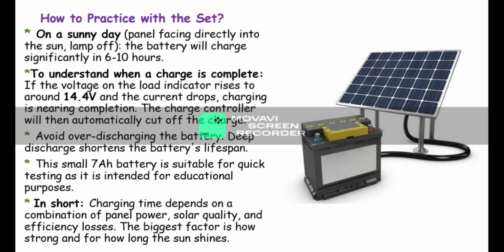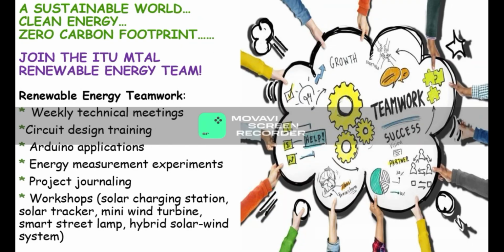This small 7 ampere-hour battery is suitable for quick testing as it is intended for educational purposes. In short, charging time depends on a combination of panel power, solar quality, and efficiency losses. The biggest factor is how strong and for how long the sun shines. And a sustainable world, clean energy, zero carbon footprint are the ones we must be looking for.